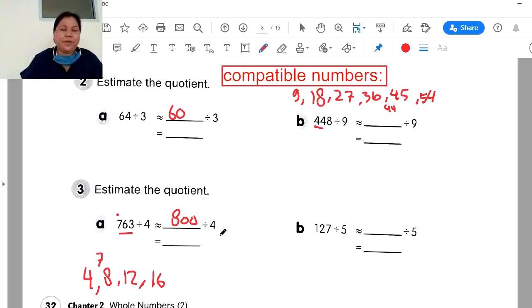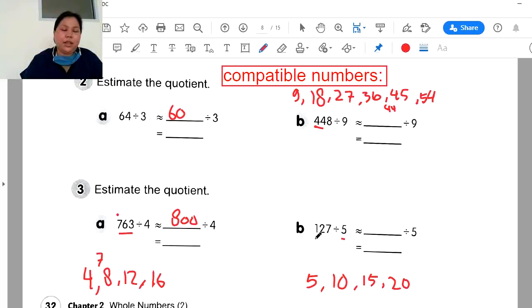Now take a look at question B, 127 divided by 5. Look at the divisor, 5, then we make the compatible numbers. Let's list all the multiples of 5: 5, and then 10, and then 15, and then 20, and so on. You can do as many as you can, but I think that's enough.